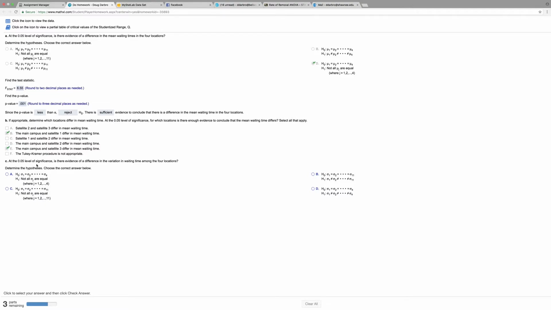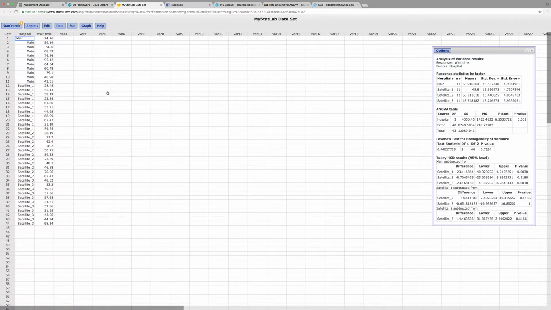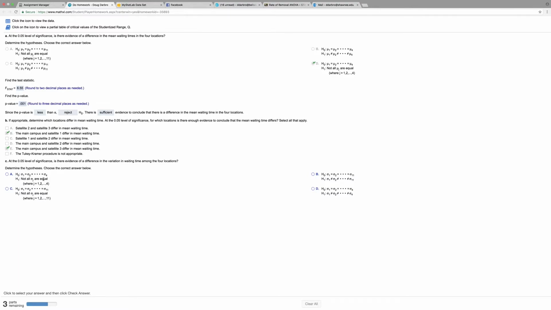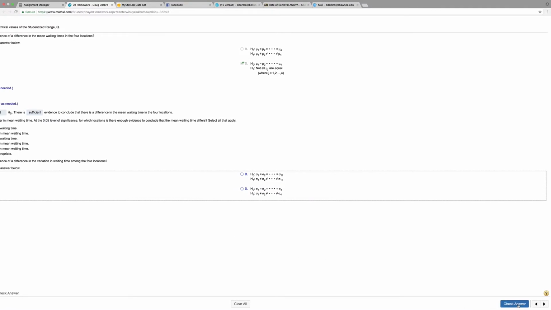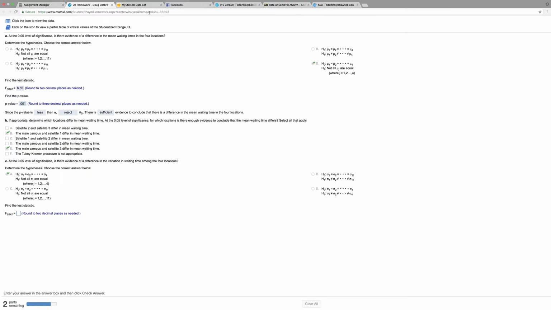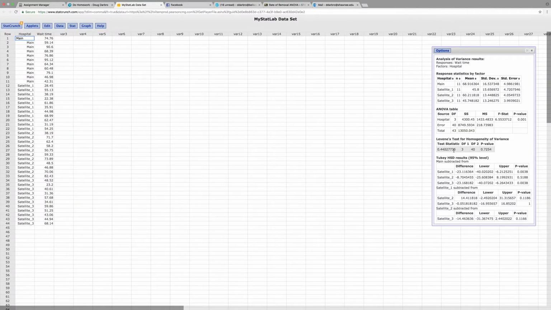At the 0.05 level, is there evidence of a difference in variation? Well, let's go back to Levene's. Levene's is greater than 0.05, so there's no evidence of a difference in variation. So we will choose pretty much a similar null and alternative hypothesis. The F statistic is 0.4403. Let's see how far it wants us to go.